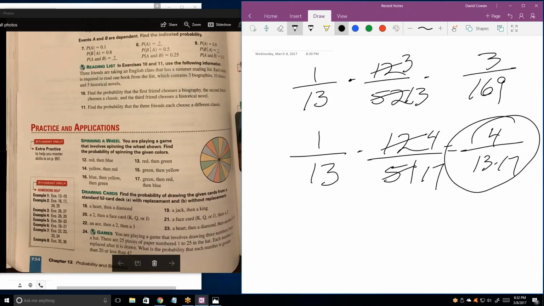Whenever it's without replacement, you're always going to have one less card in there.